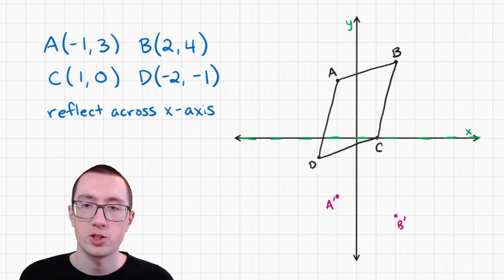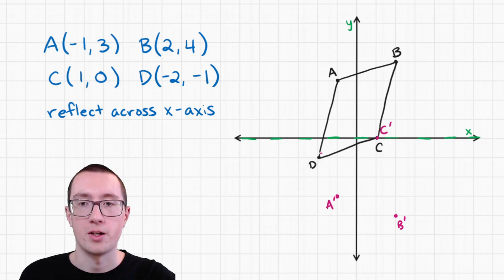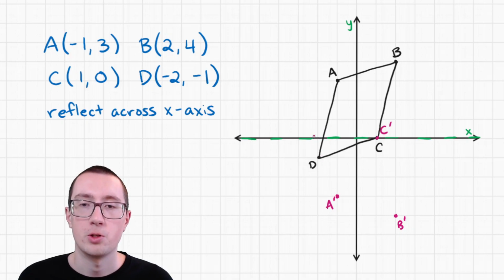So point C is actually going to stay right where it is. We don't need to move it at all. Now, point D is actually on the other side of the mirror. It's below the x-axis, 1 square below. So we need to now move it 1 square above. We're just reflecting it the other direction.